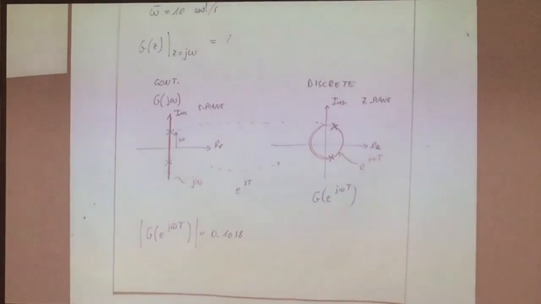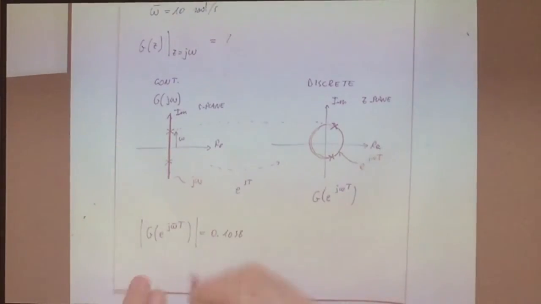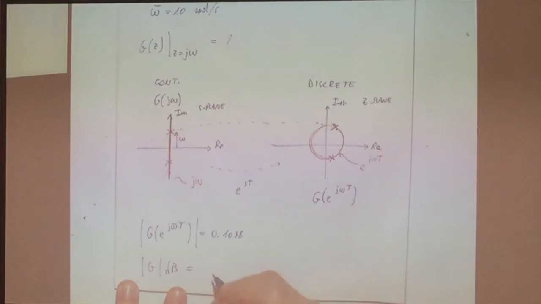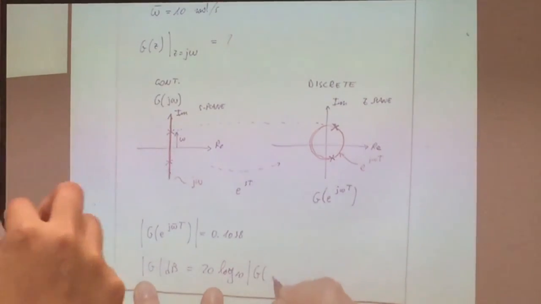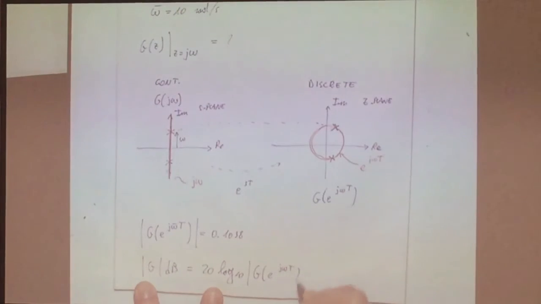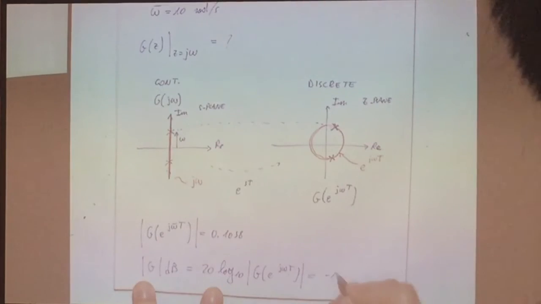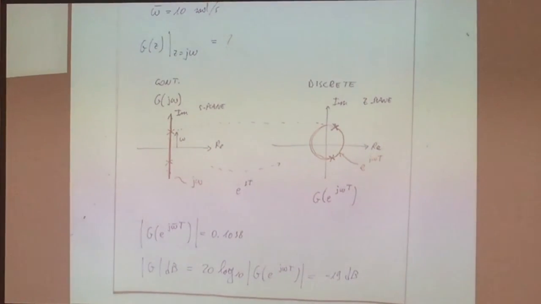However, we need to compute it in dB, decibel. So the magnitude of G in decibel, and you may know the formula for computing magnitude in decibel, is 20 times logarithm base 10 of the magnitude of G in e^(j omega T), which is this number here. And this turns out to be minus 19 dB.